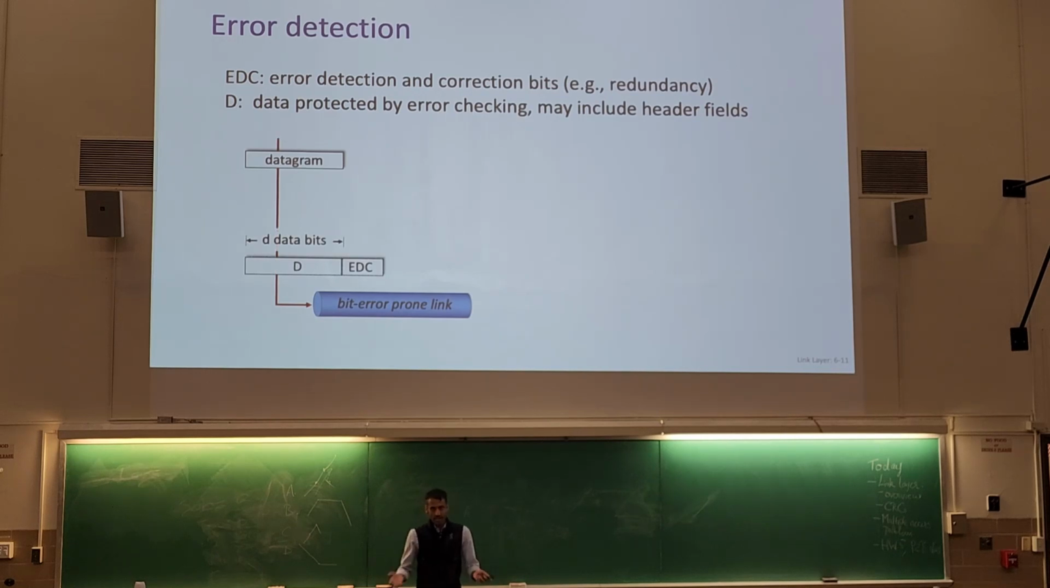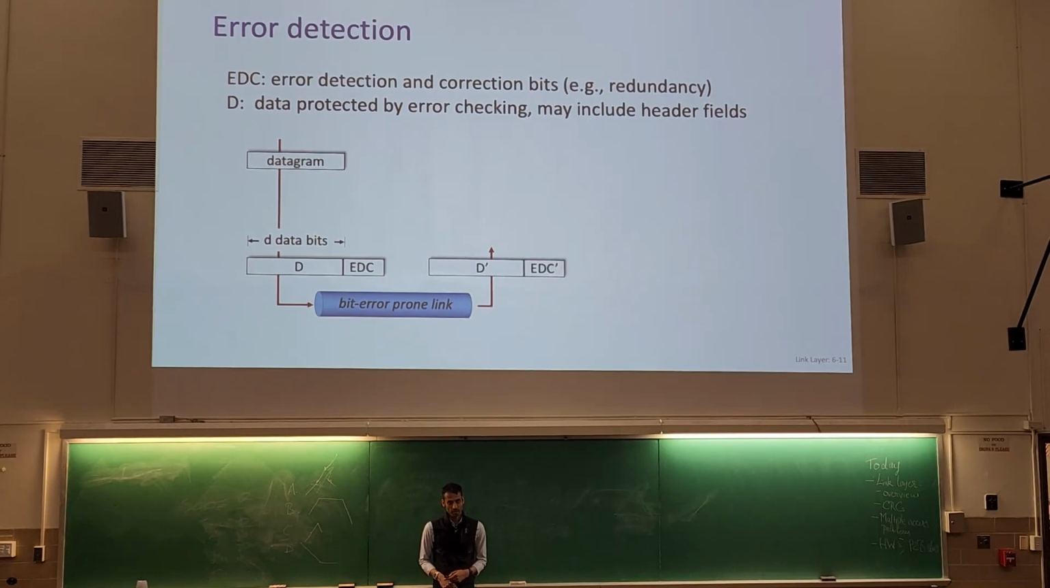We add in the checksum. EDC just means the checksum, right? When this packet gets to the other side, we know the rules of engagement, the rules of the game here. If all the bits in this received D prime, EDC prime are okay, that means the checksum of D prime turns out to be EDC prime. Or if it's not okay, we for sure know there's an error, right?